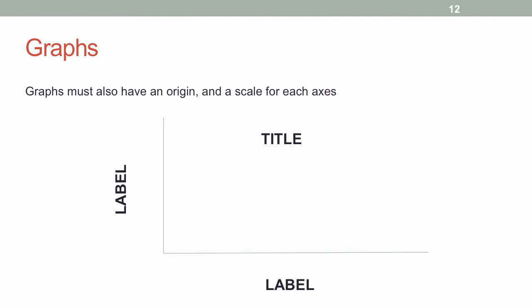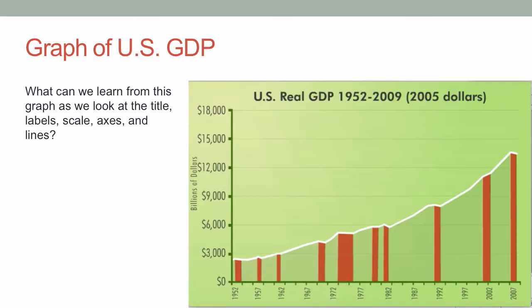Graphs also need to have an origin and a scale for each axis. Here we go. We've got an origin point right there. And on a scale, it's a nice even interval: 0, 2, 4, 6, 8 goes up nicely. 0, 1, 2, 3, 4. They don't have to be the same scale, but they do have to be equal intervals. All right, let's look at some graphs and see if we can find all these things here.